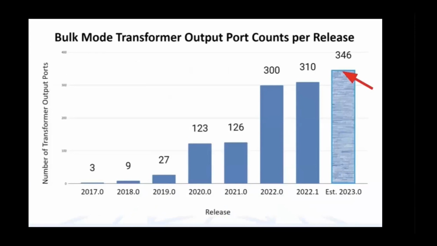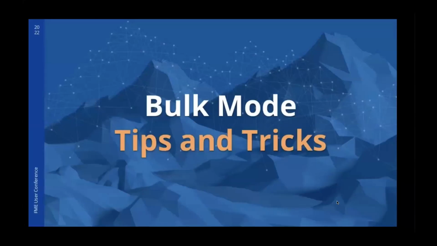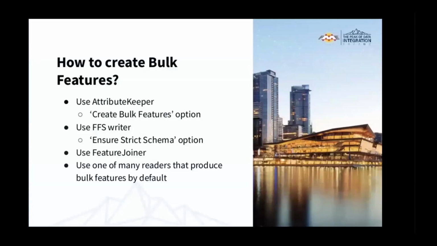This just shows you over the years. We started with 3 transformers that can handle bulk mode, and this is a bit out of date. We're up to 340, probably more now for 2024. So here are a few tips and tricks that you can use to interact with the bulk mode and switch over from bulk mode to non-bulk mode.